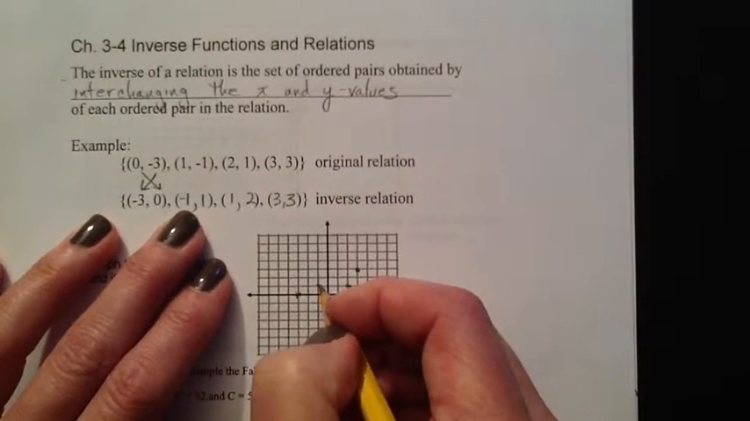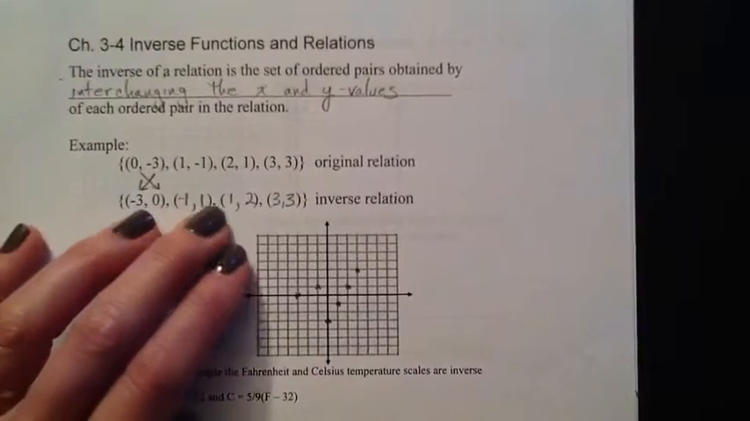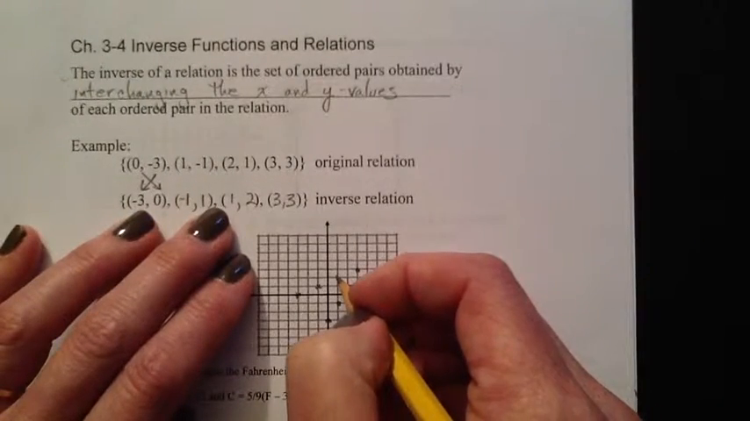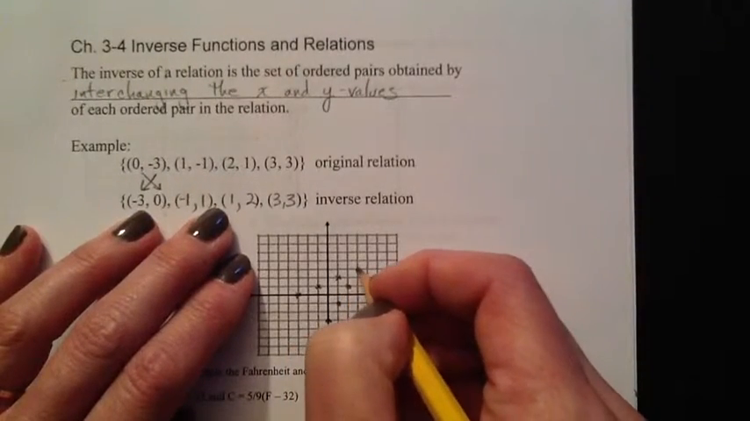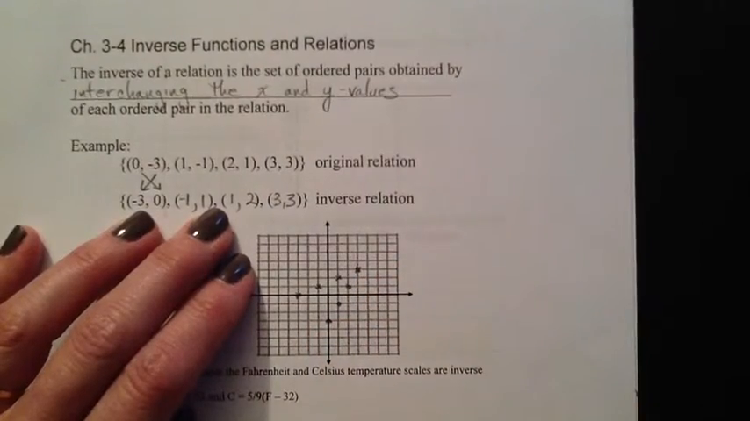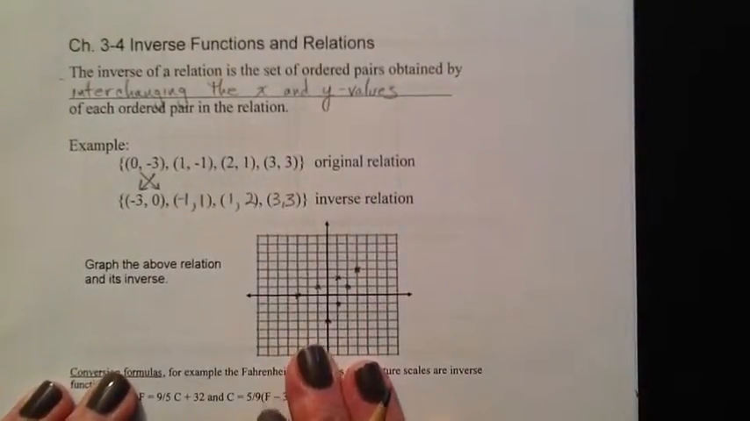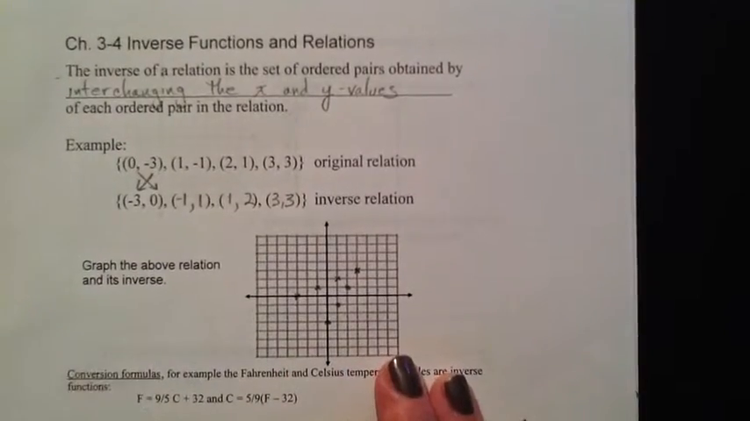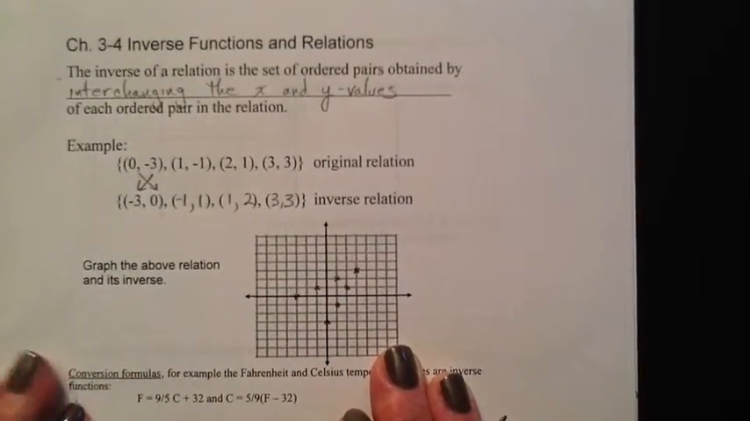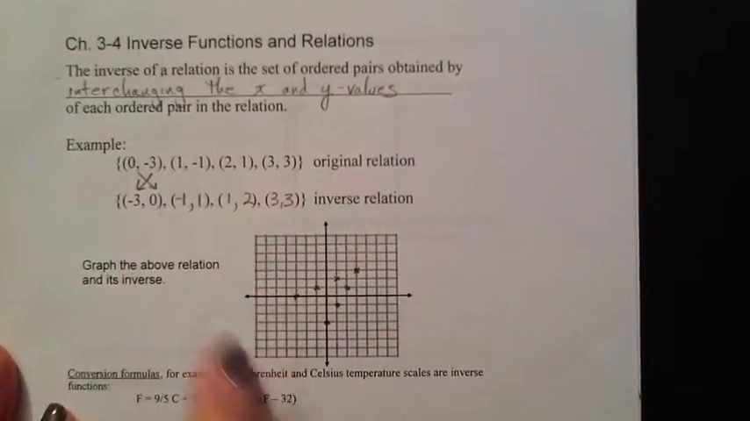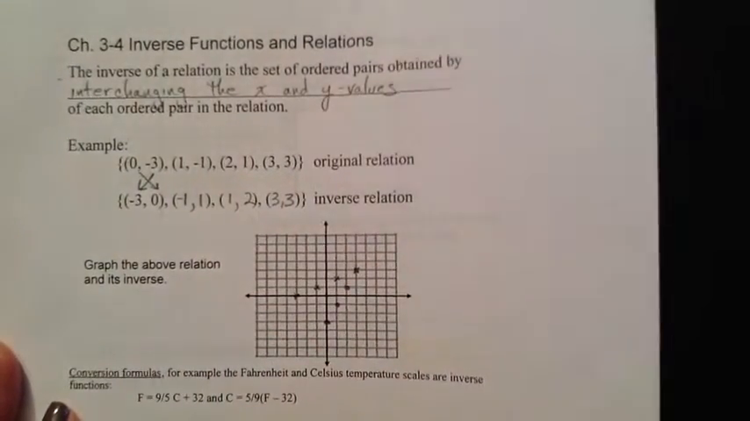Negative 1, 1, right there. 1, 2, and 3, 3. They meet right there. Okay, so this is going to be an important visual for you to think about. We're not quite there yet. Okay, so we have the ordered pairs, and then we plotted them.